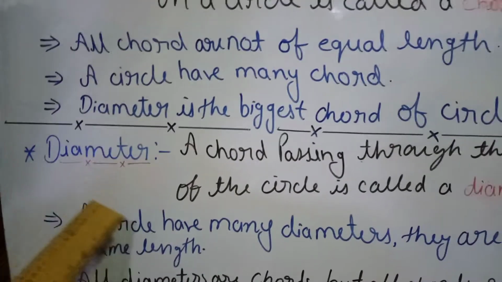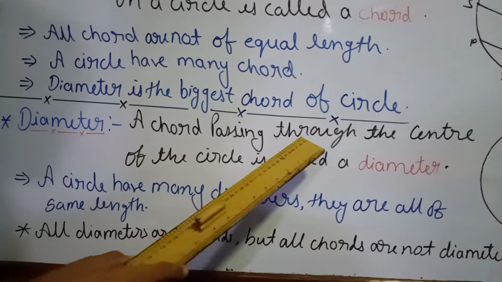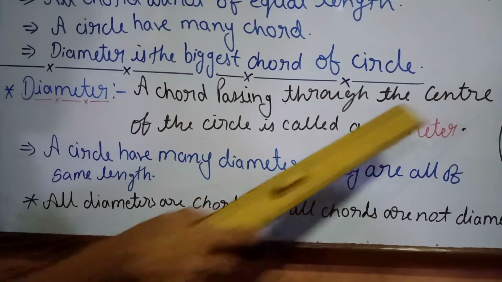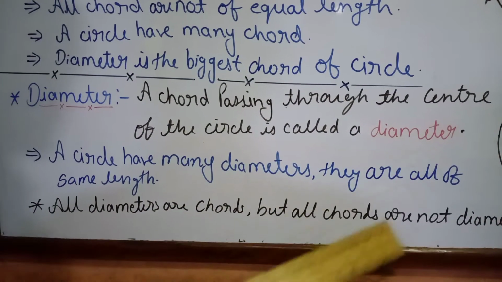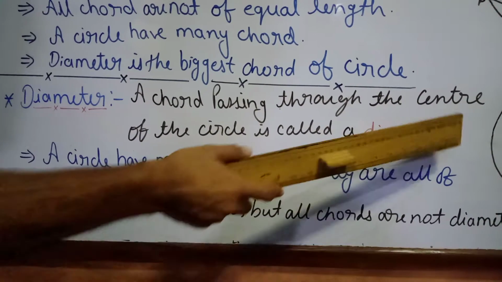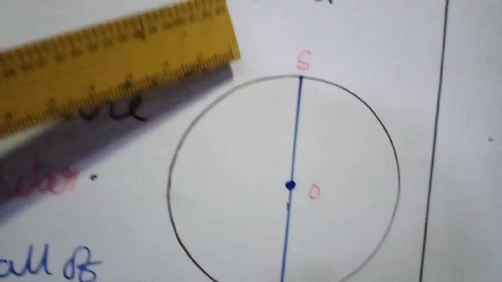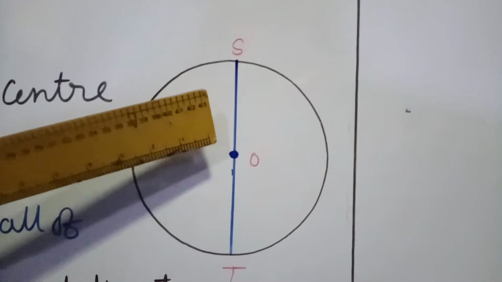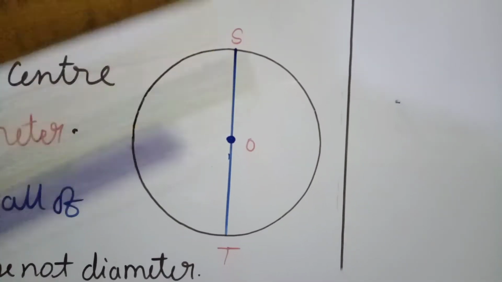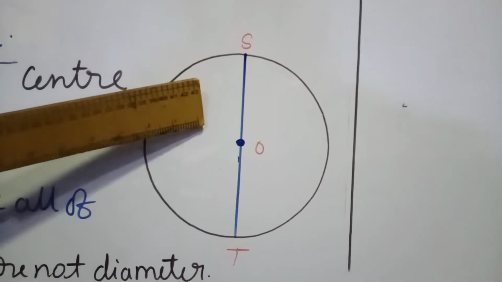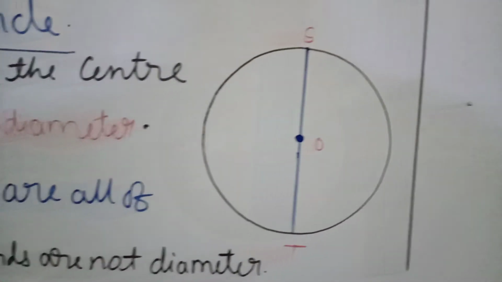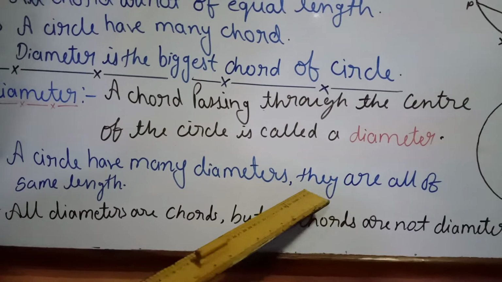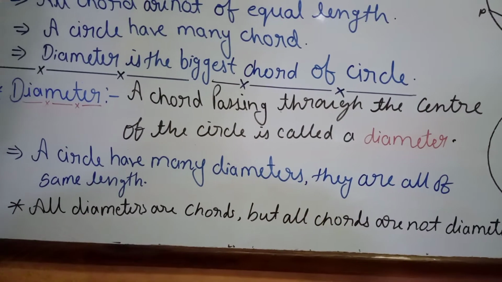We already learned that a chord passing through the center of the circle is called a diameter. So you can see here we have a diagram. If this ST segment passes through the center O, then this is a diameter and also the biggest chord of this circle. A circle has many diameters. They are all of the same length.